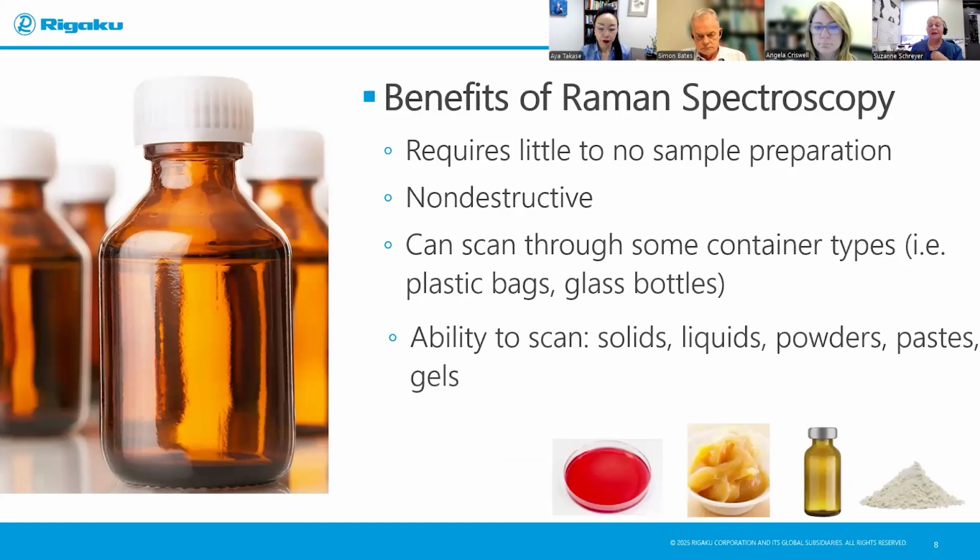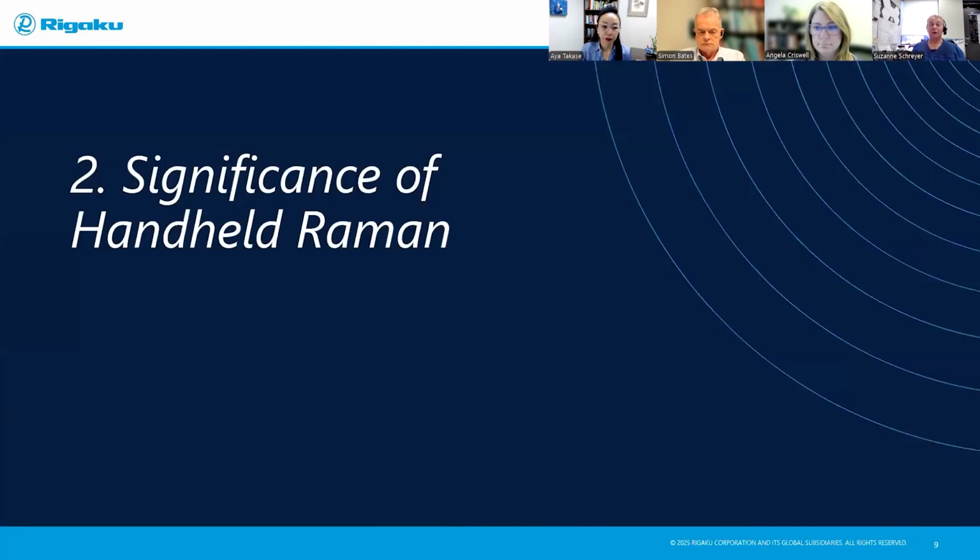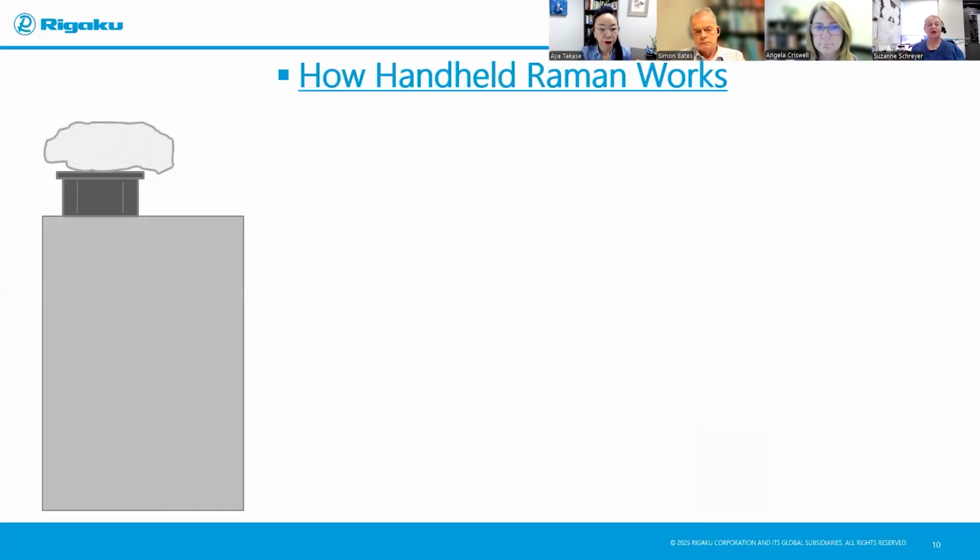We have the ability to scan solids, liquids, powders, pastes, and gels. For portable systems, we do not do gases, but we can do any other kind of material. Because we utilize a 1064 nanometer laser, we can also scan colored materials, and we can scan through colored containers. So that's some of the quick advantages of Raman spectroscopy for the portable workflow. Okay, so how does this actually work? Let's look at a cartoon of how our portable system works.